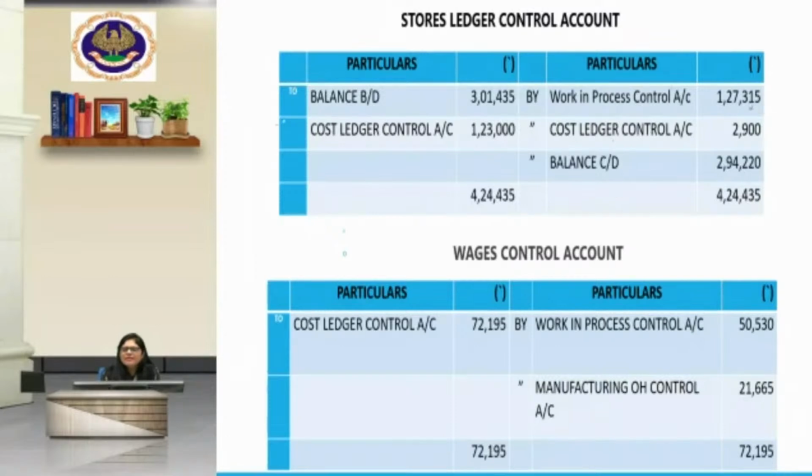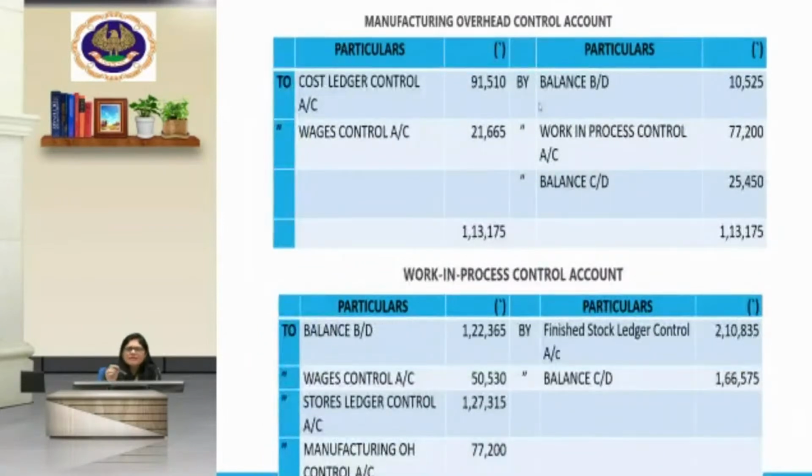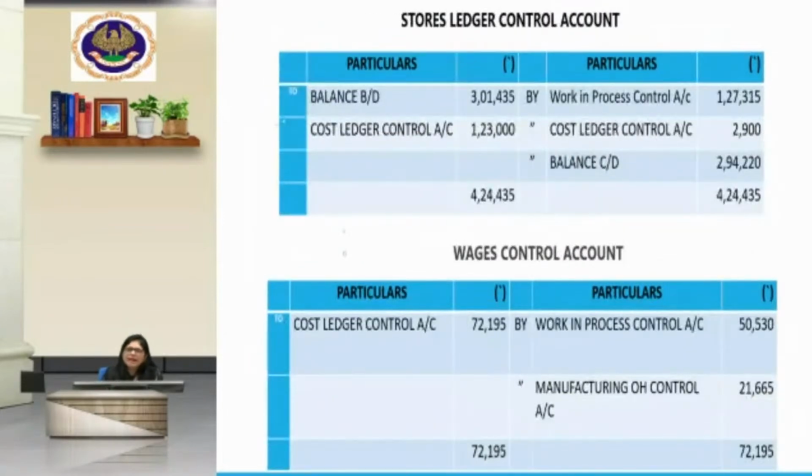So material issued to production, that means WIP. This 2,900 is the material returned back to the supplier. So issue of material, return of material. And this is the closing balance of stores. That means total material. Stores ledger covers both direct and indirect material. I'm repeating. Stores ledger covers both direct and indirect material.